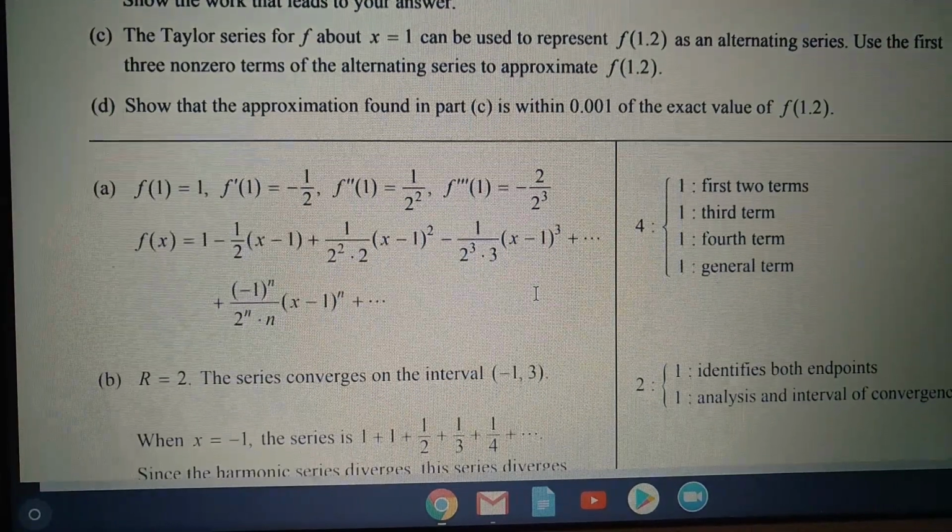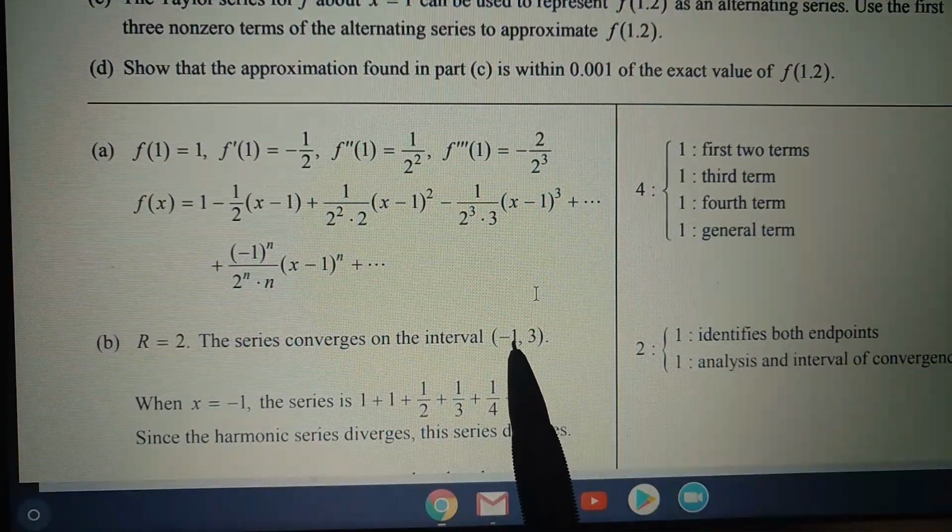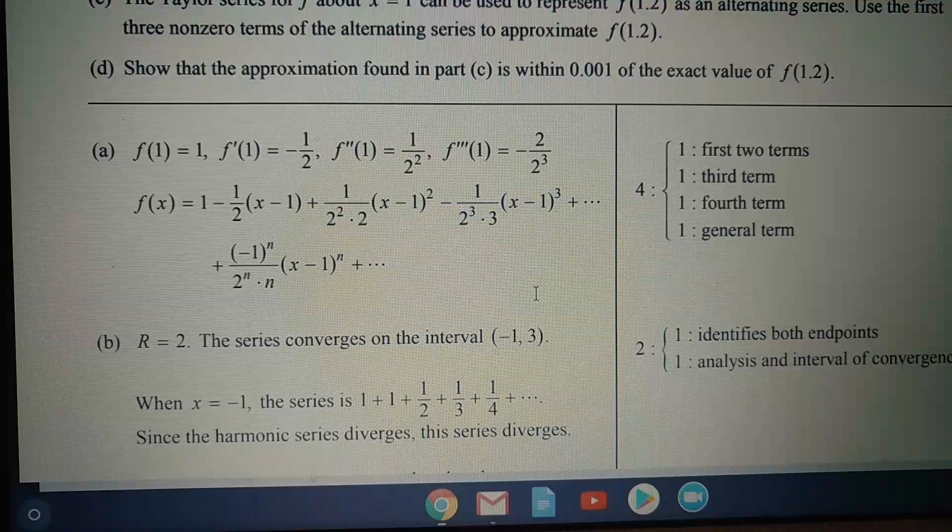Part B, you get 1 point if you identify both endpoints. Got to have -1 and 3. Just one endpoint doesn't do it. You got to have both of them. And then the correct analysis here gets you the other.